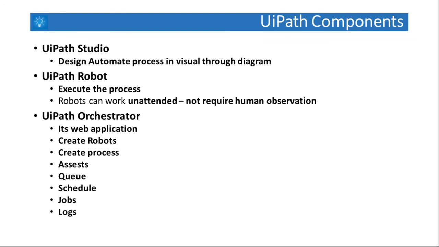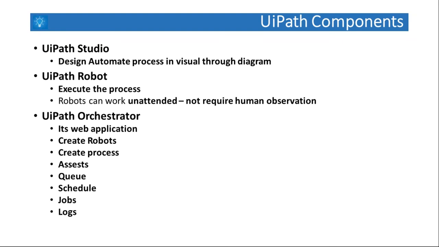So what is a queue? A queue is like an inventory where you get the input, where the bot is going to read the input from the queue. Let's take an example: if I have to process invoices, all the invoices we push to the queue. From the queue the bot picks them, performs the work, and sends the results. That is called a queue.